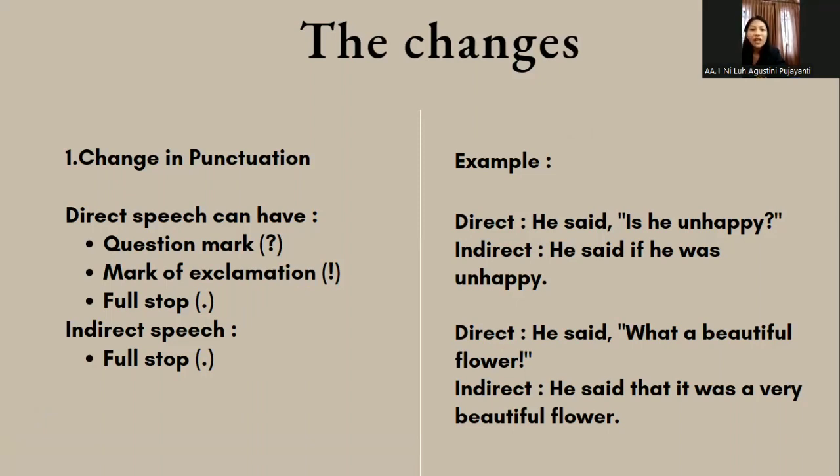So the example, he said, "Is he unhappy?" So in indirect will be, he said if he was unhappy. So the sentence just uses a full stop at the end of the sentence. And the second example is, he said, "What a beautiful flower." So indirect speech will be, he said that it was a very beautiful flower.